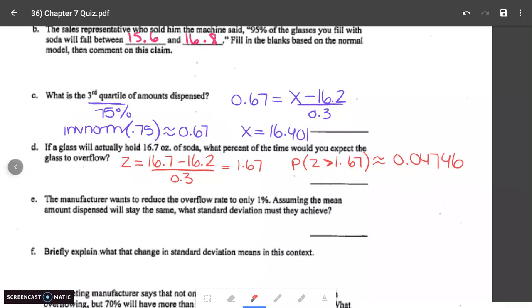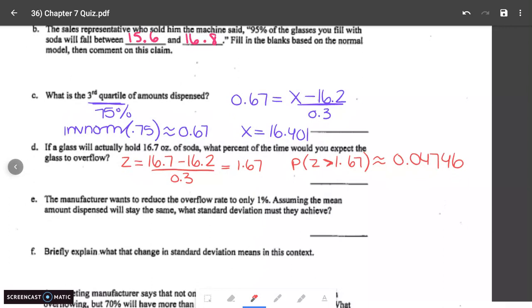And when it asks about that, remember we would write our sentence in here according to the normal model. So this is on our normal curve. We would expect the glass to overfill approximately 4.7% of the time.